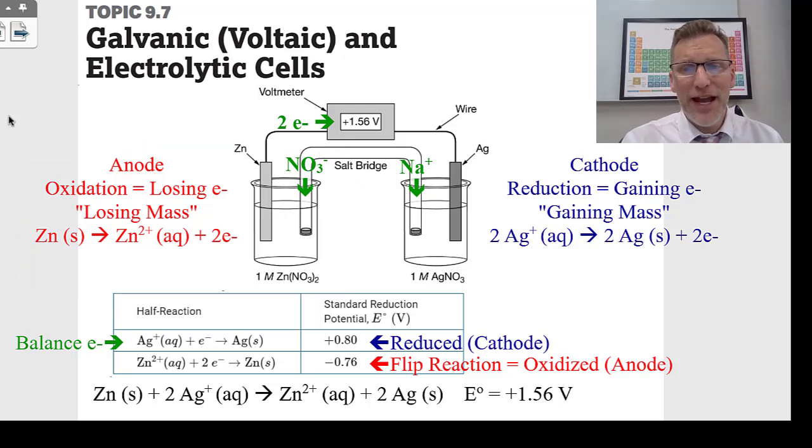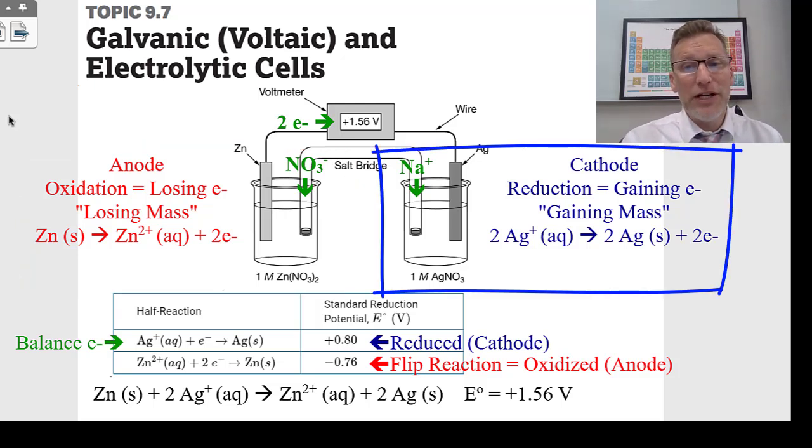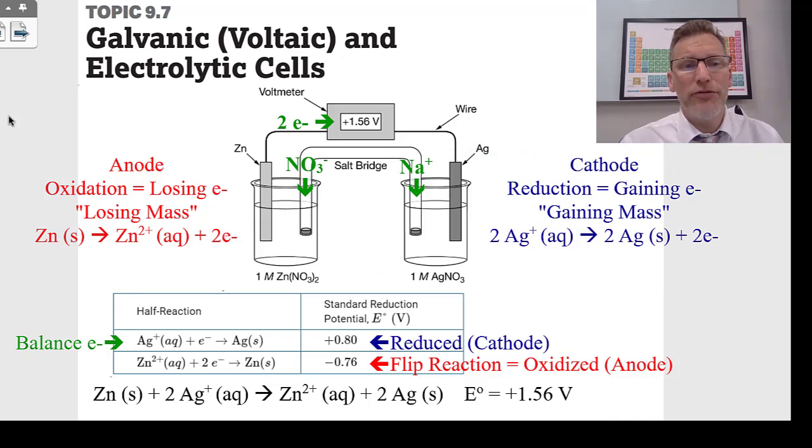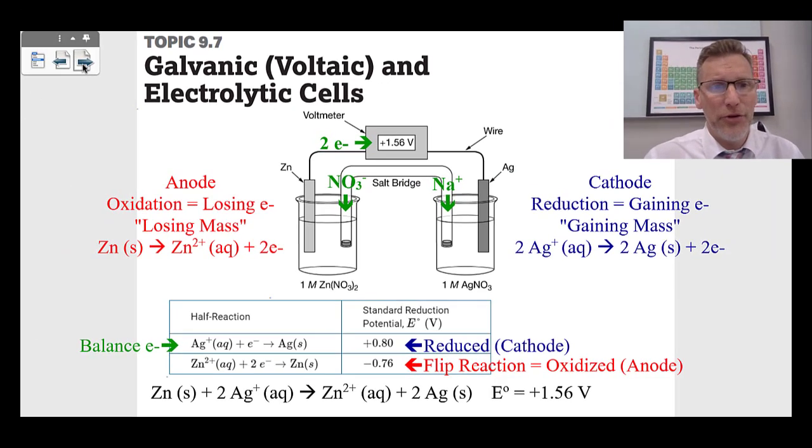On the other side, we have the cathode. The cathode is reduction, which means we're gaining electrons or we're gaining mass. The silver ions in the solution, the 1 molar, are going down, down, down, and we are plating on silver solid, which means since we're losing the positive silver ions to become solid silver, that's where that mass is coming from. The sodium ions are going to migrate that way from the salt bridge. And the electrons always travel from the anode to the cathode.